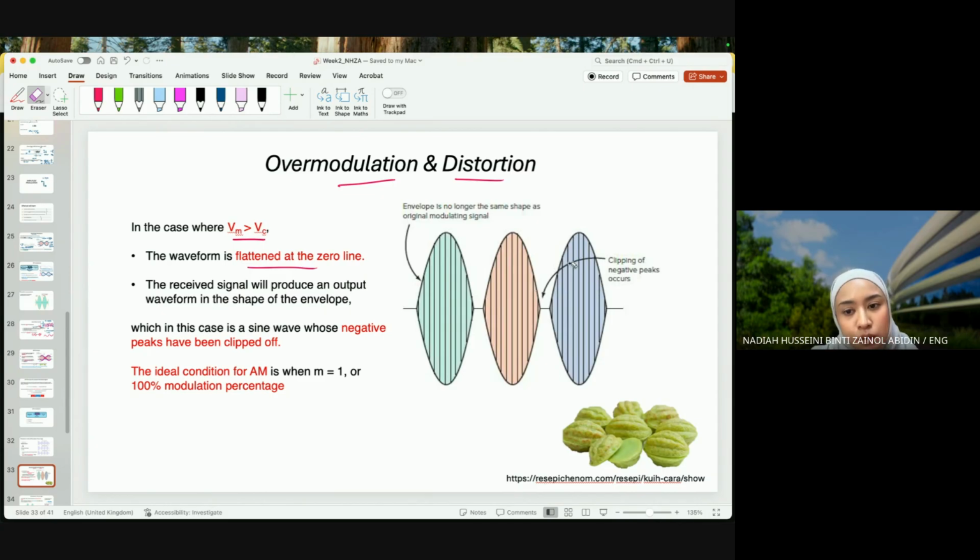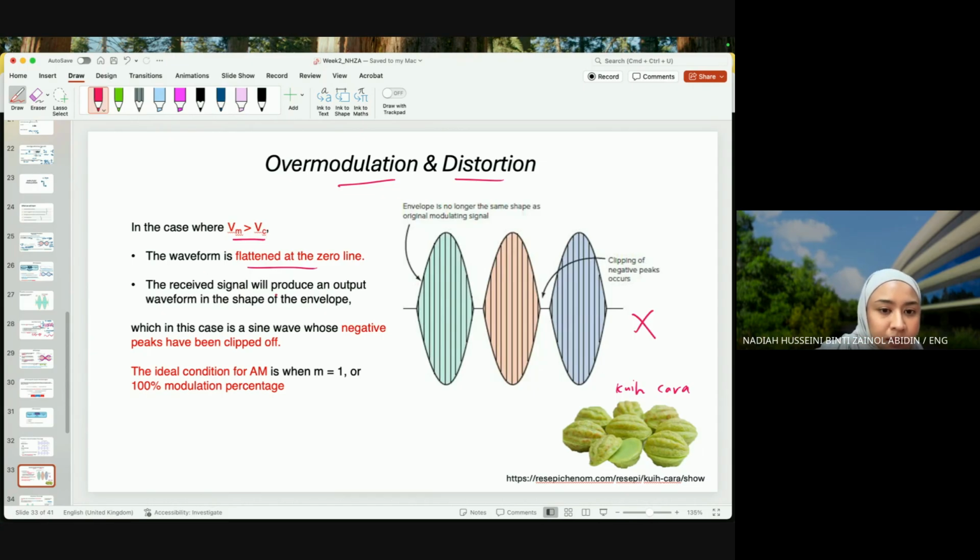AM wave that looks like kuih cara. This is a type of delicacy, a Malaysian delicacy, for our international students here. Kuih cara is yummy. So you can try this if you find it. So the AM wave that is error looks like kuih cara. We don't want this. This is supposed to be a skull, but it is tasty at the same time.